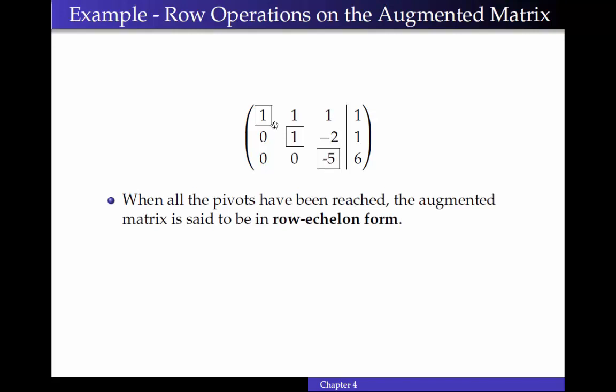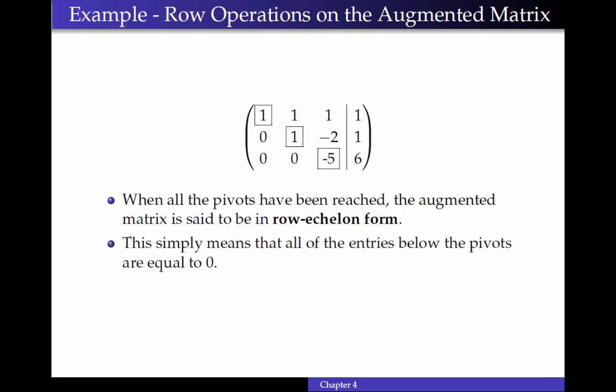And so when we've reached all these pivots, we call this augmented matrix row echelon form. And that is what's reached at the end of Gaussian elimination. So row echelon form amounts to an upper triangular system. And all that means is that the entries below the pivots are equal to 0. Or you can say the left part of the augmented matrix is upper triangular.